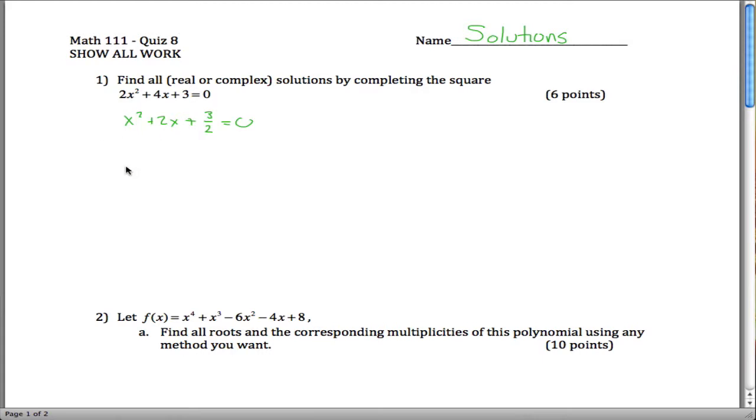And then I don't have a perfect square. X squared plus 2x. If it said plus 1, I'd have a perfect square. Can't just go adding 1, although I could add 1 to both sides of the equation and get here. And the reason you might do that is because then you have x plus 1 squared plus 3/2 equals 1. So if you subtract 3/2 from both sides of the equation, you get x plus 1 squared equals -1/2.